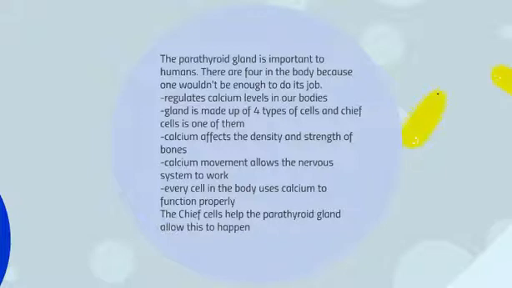Calcium affects the density and strength of bones. Calcium movement allows the nervous system to work. Every cell in the body uses calcium to function properly. Therefore, the chief cells help the parathyroid gland allow all of this to happen.